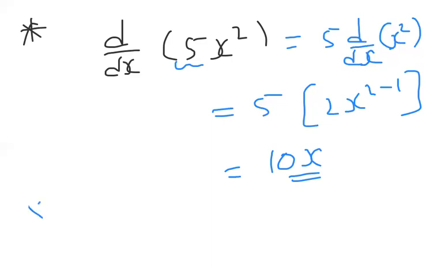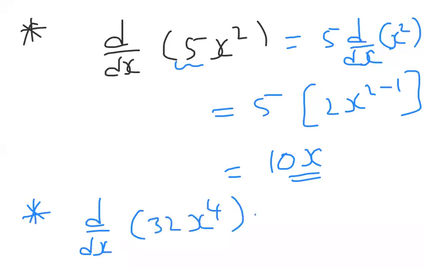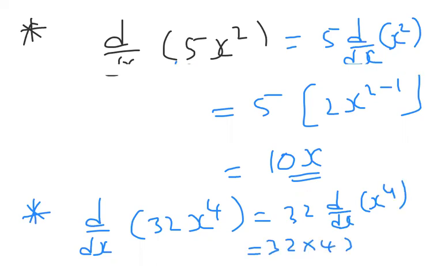So when a constant is there, suppose d by dx of 32 x power 4. How to write now? 32, keep it outside. d by dx of x power 4. d by dx of x power 4 means what should I write? 4 into x power 4 minus 1. x power 4 minus 1 means x power 3. 32 into 4, you multiply, into x cube. Like that we can write. Next.